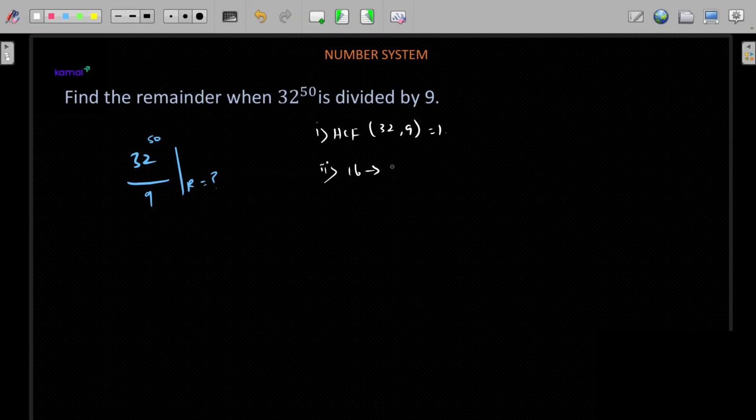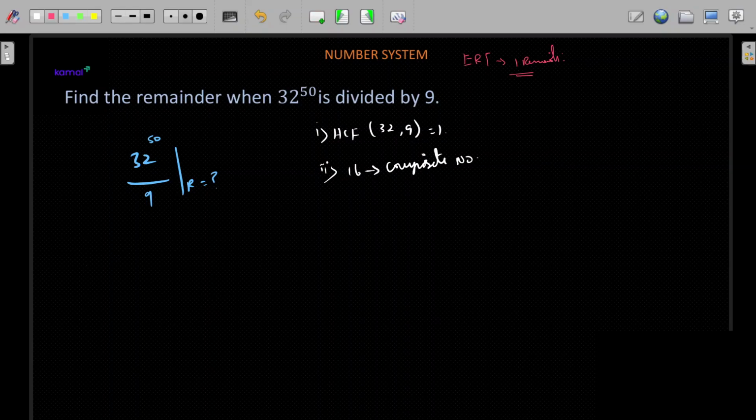And the second thing is, since 9 is a composite number, why are we verifying the highest common factor? If the highest common factor is 1, definitely I'm going to solve this question by using Euler's remainder theorem. Yes or no? We discussed Euler's remainder theorem in my first remainder video.